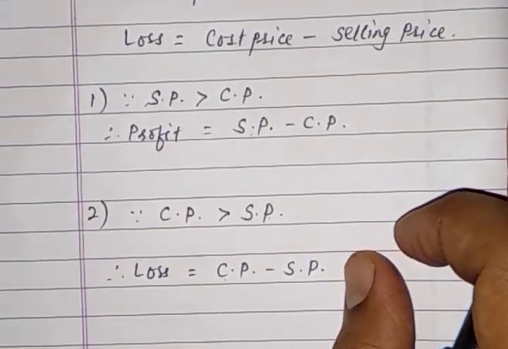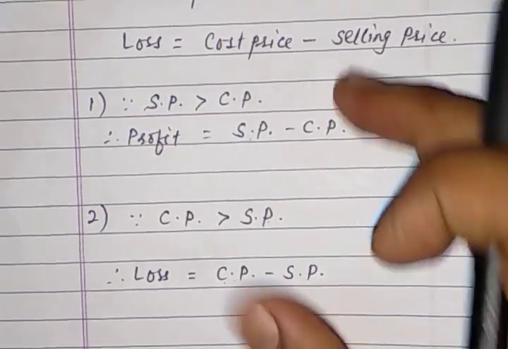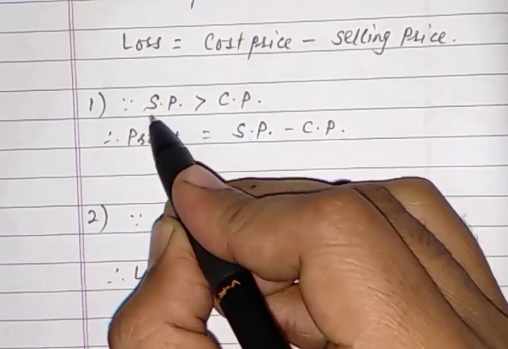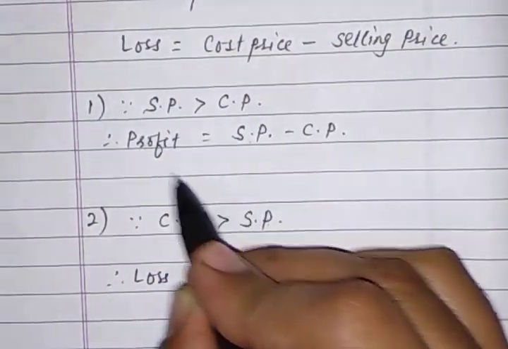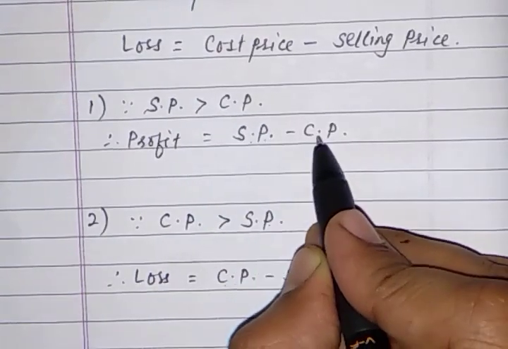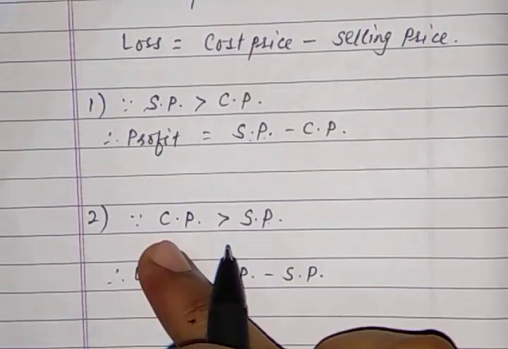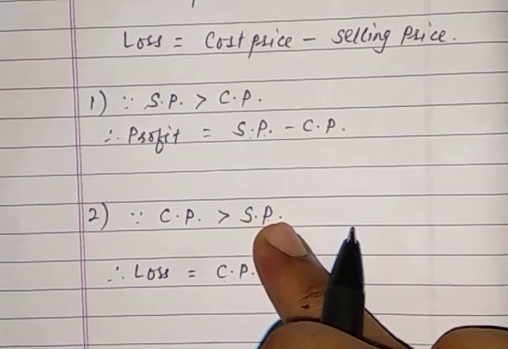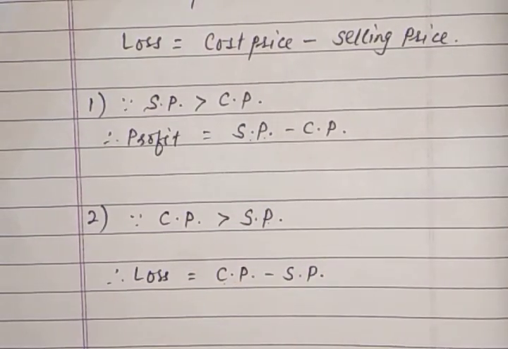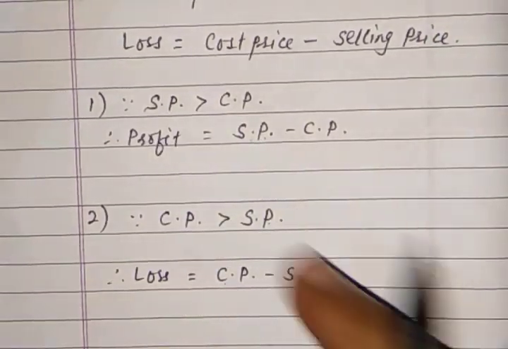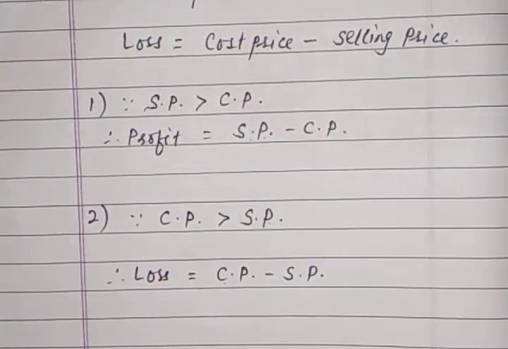Okay, we will represent the formula like this. In short, SP means selling price. So selling price is greater than cost price, so it is a profit: selling price minus cost price. Similarly, cost price is greater than selling price, so it is a loss: cost price minus selling price. So these two formulae we are going to use to find out the profit and loss.